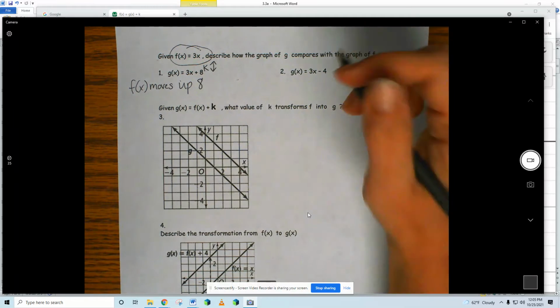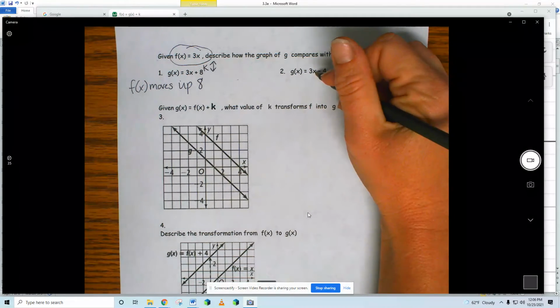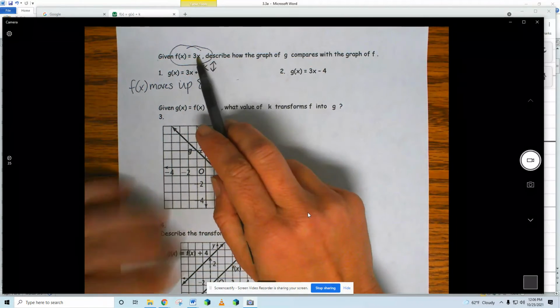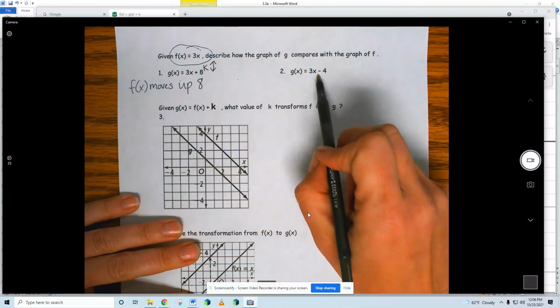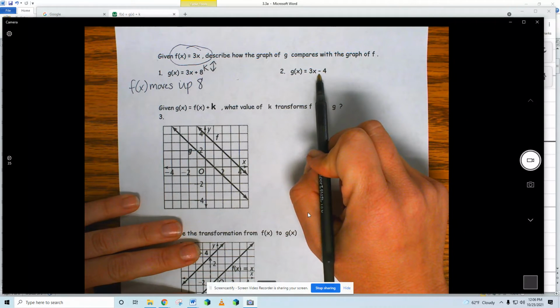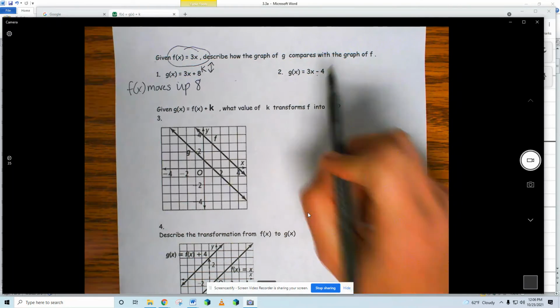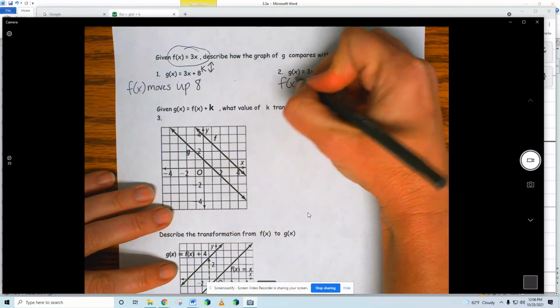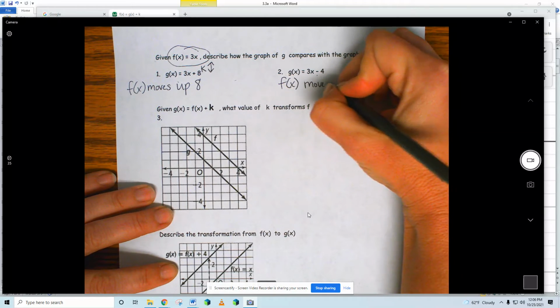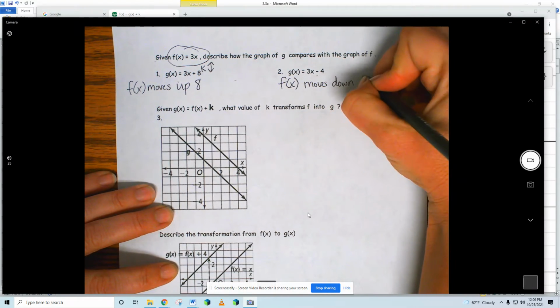Okay, what about number 2? 3x, and instead of there being a y-intercept of nothing, I now have a -4. Tell me, somebody, what just happened now? Move down 4. F of x moves down 4.